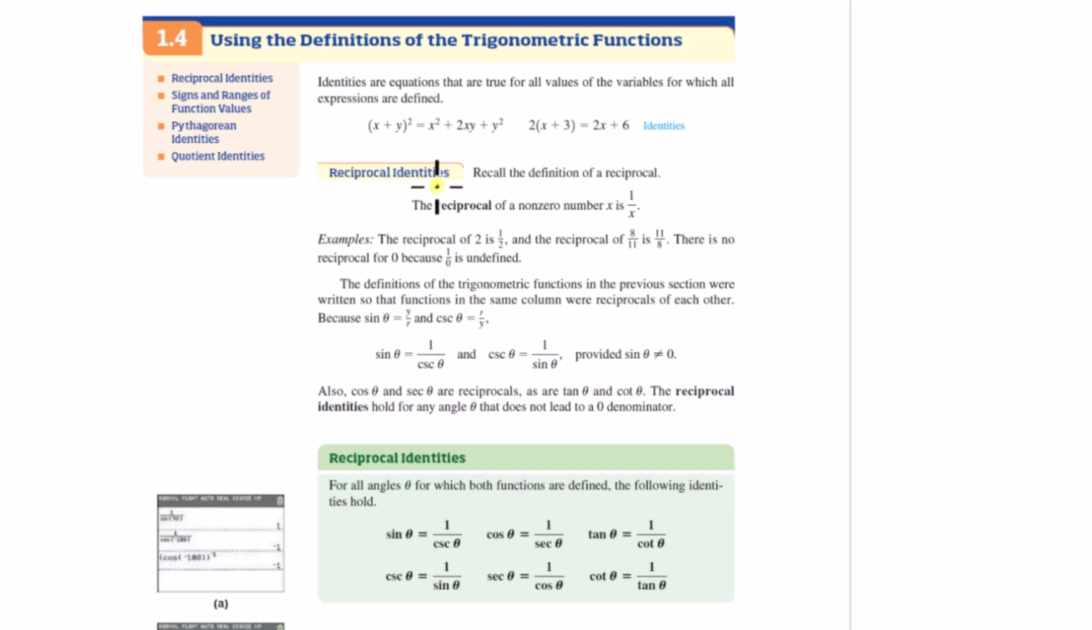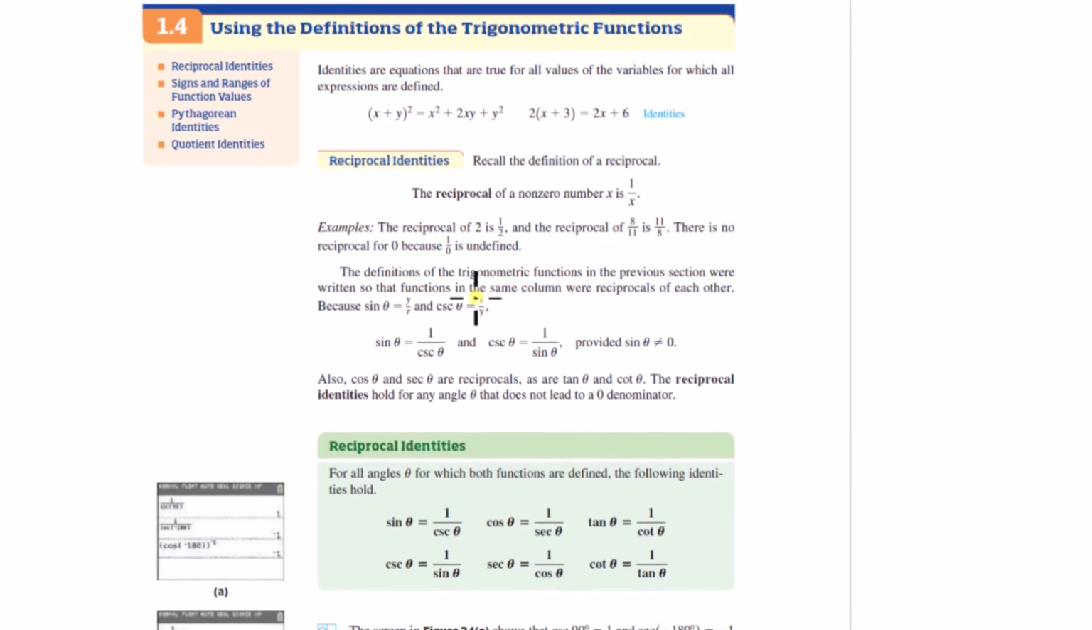All right, so here we're going to develop the first trig identities. These are called the reciprocal identities. The definition of a reciprocal is, the reciprocal of a number, which needs to be non-zero, is 1 over that number, as long as x isn't equal to 0. If you have x and x isn't 0, then its reciprocal is 1 over x. So the reciprocal of 2 is 1/2. The reciprocal of 8/11 is 11/8.